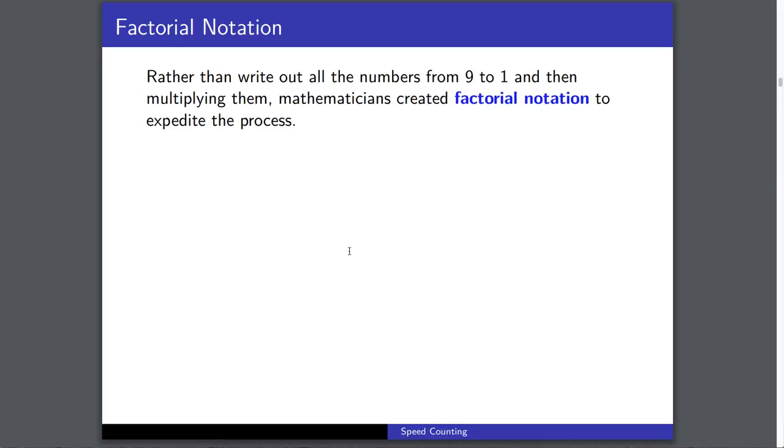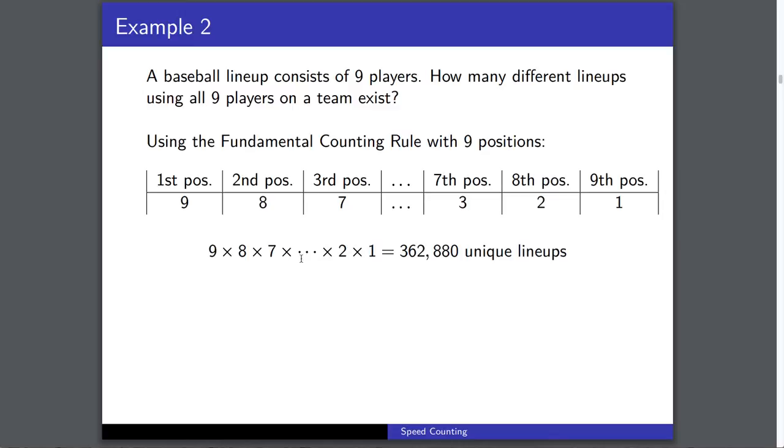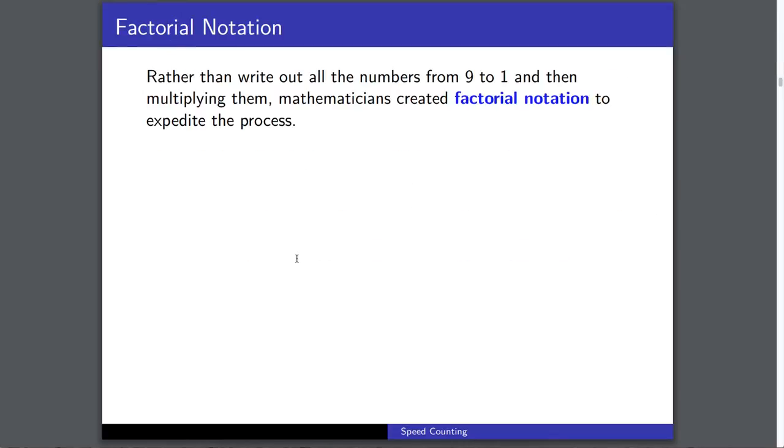Now, rather than write out all the numbers from 9 to 1 and then multiply them like we had to do, even though we skipped a few in the middle here just for space, mathematicians created what's known as factorial notation to expedite the process. So the symbol for factorial notation is an exclamation point after the number. Whatever number has the exclamation point after it, we start at that number and then count down to 1 and multiply all the values from that number all the way down to 1. So in this case, 9 factorial is 9 times 8 times 7 all the way down to 1, which gives us the 362,880, which is a lot easier to put in as 9 factorial.